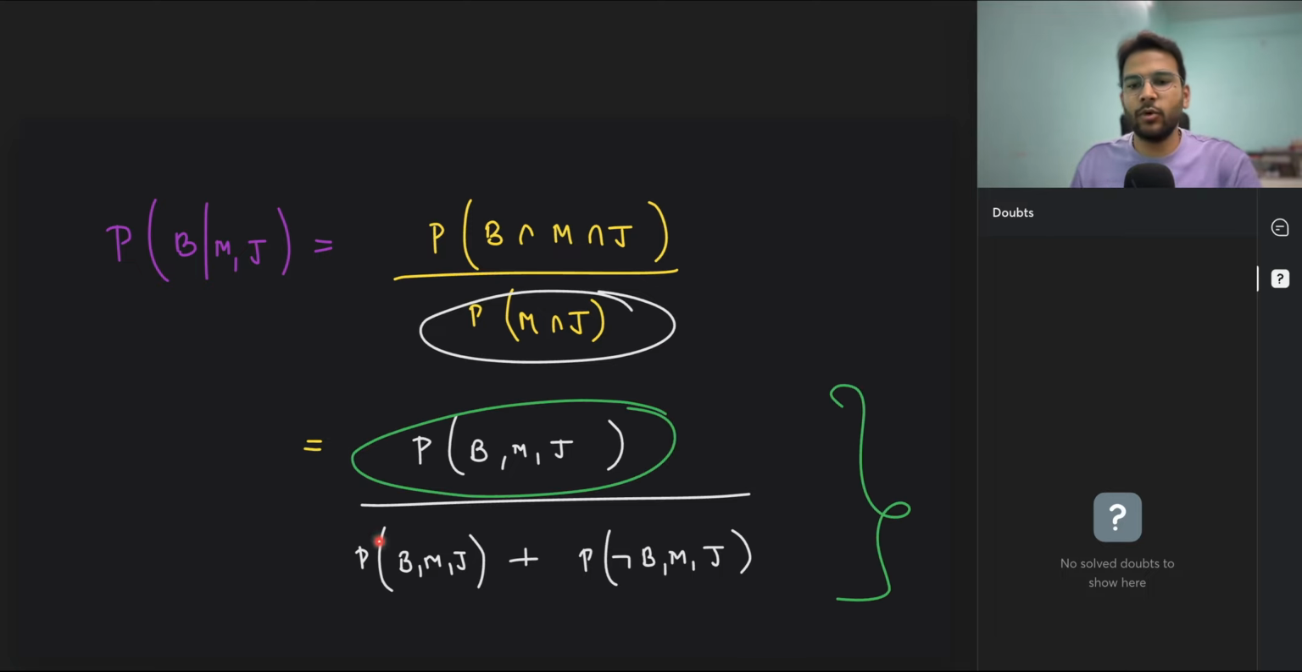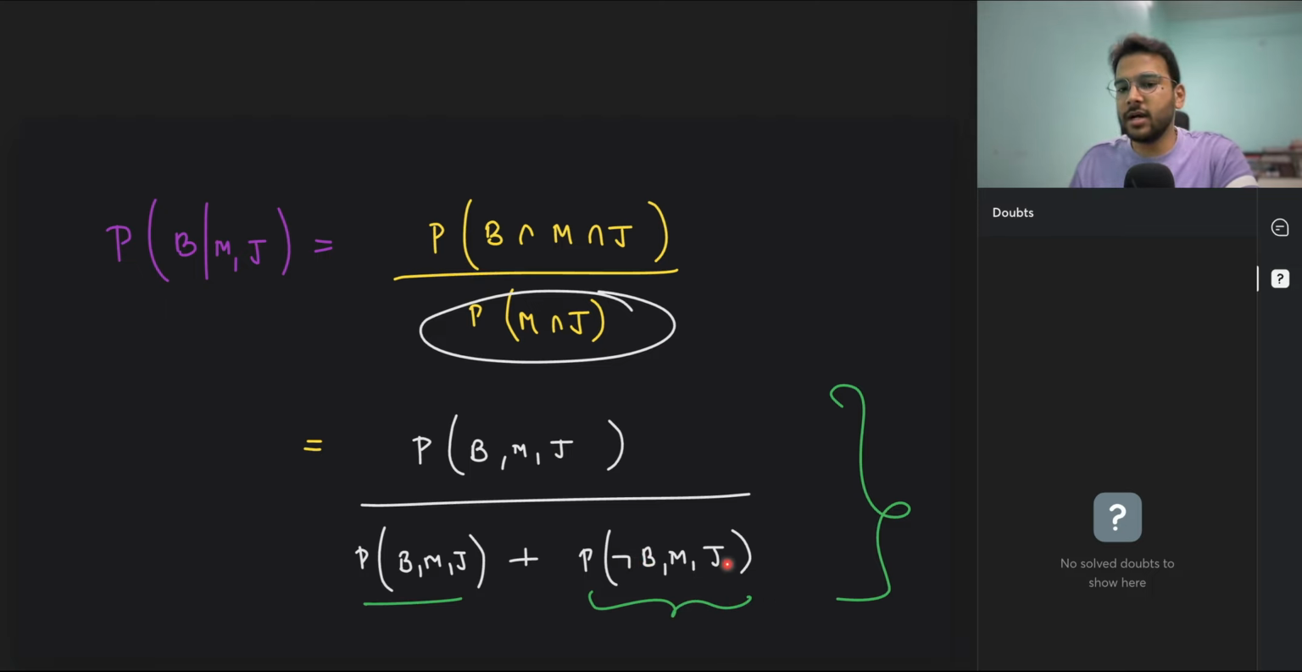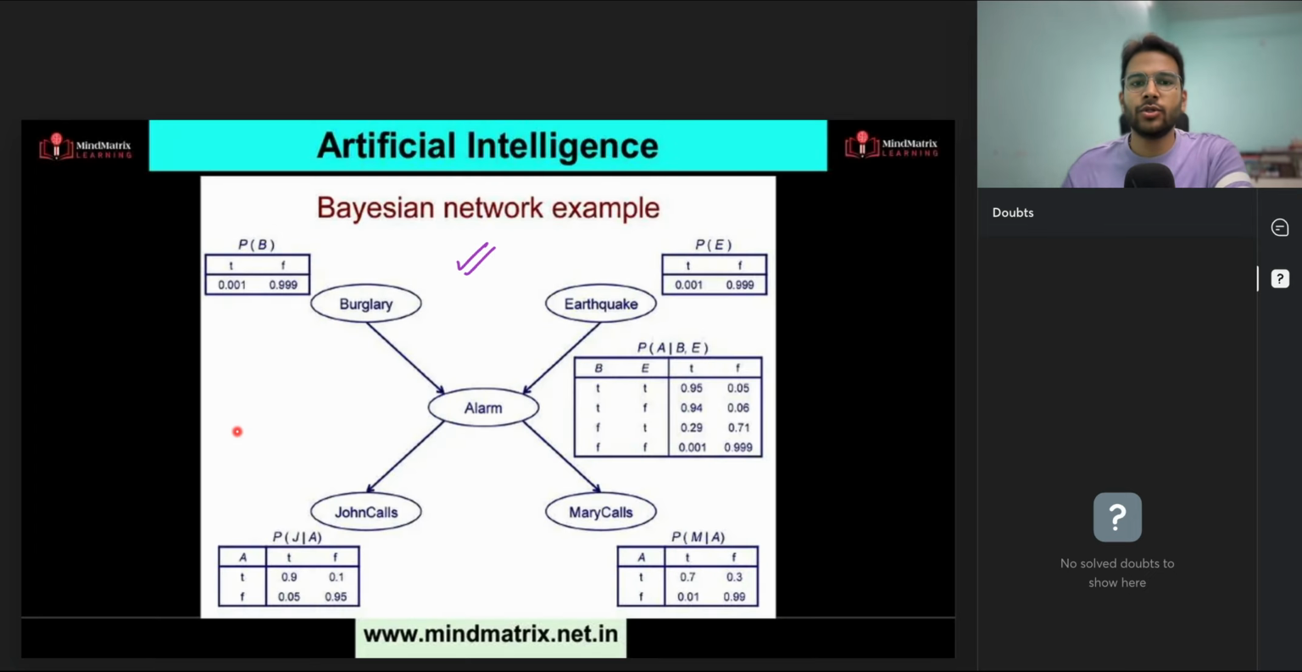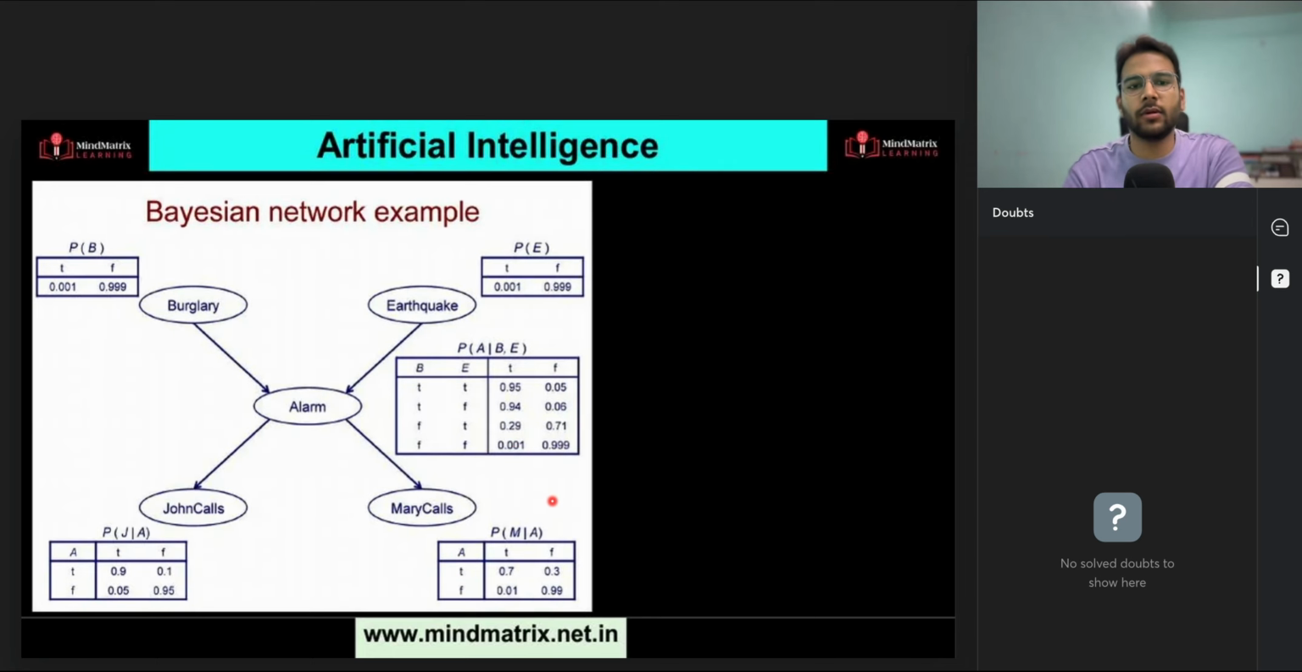We know that using this concept of Bayesian network, we can find this joint probability distribution. This is the same thing. And similarly, we can find this also, where burglary has not happened, and then these conditions are there. So can I say I can answer any queries? Yes or no? So if this is given to you, you can find out all these things.